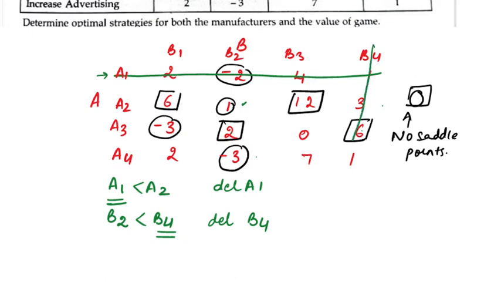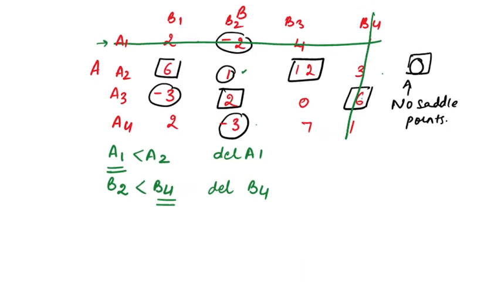Next, again, now compare again rows. So this was step 1. Now step 2. Let's look at the rows.